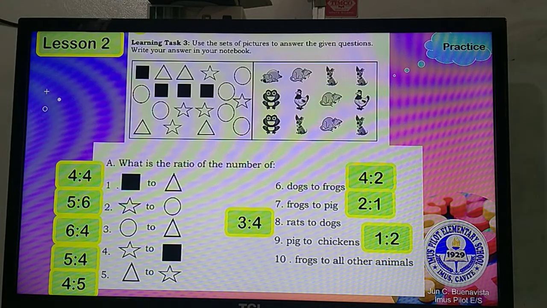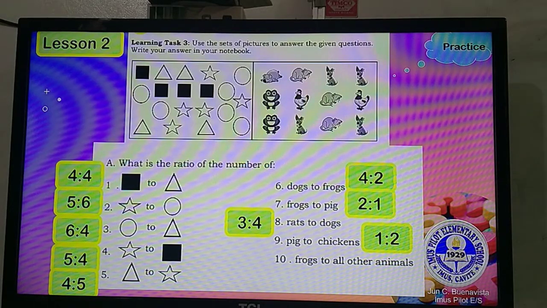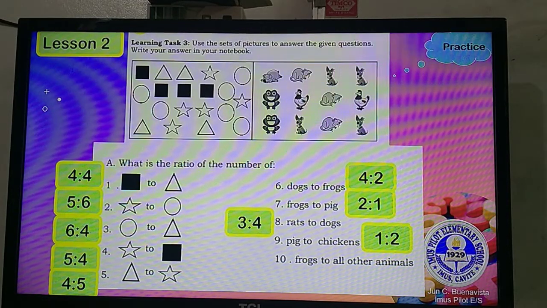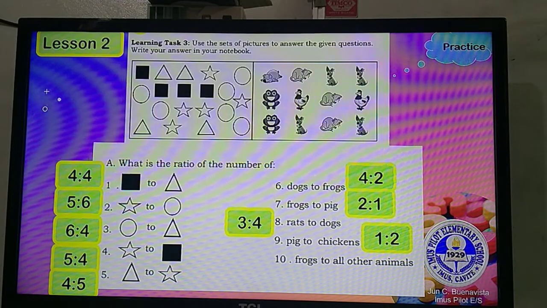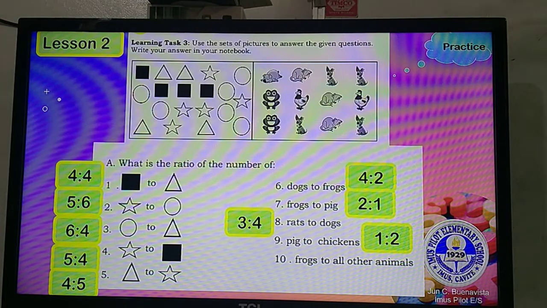Okay, very good. Next, for number 10. Frogs to all other animals. Look at the words, other animals. So in other words, you are not going to include the number of frogs, since the question is frogs to all other animals. So the number of frogs is not included in the other animals. Is that clear? Alright. So how many frogs do we have? We have 2. And how many other animals? You have 10. So therefore the answer is 2:10. Very good.